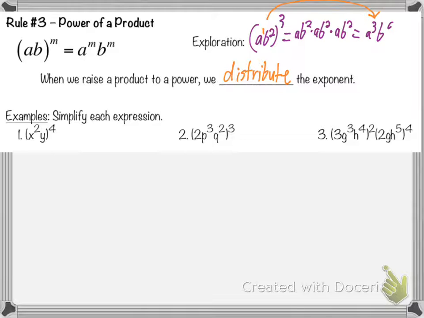Okay? So on example 1, x squared y all being raised to the fourth, or the quantity of x squared y being raised to the fourth. Anyone have an answer on that one? Okay, Christian? X to the 8th, y to the 4th. Very good. So we take that 4 on the outside of the parenthesis and multiply it with the 2, and with the y to the 1st, that we don't see the 1 there. And so we go x to the 8th, y to the 4th now.